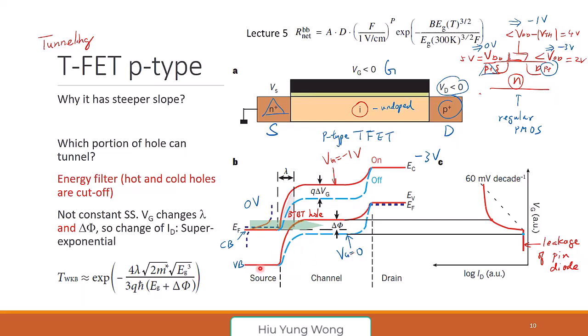Right, it's a little bit messy here, but the blue is this one. This is the valence band. This is the conduction band. Do we have band-to-band tunneling in this case? We have the same drain voltage and same gate voltage here. Do we have band-to-band tunneling in this case when VG equals 0?